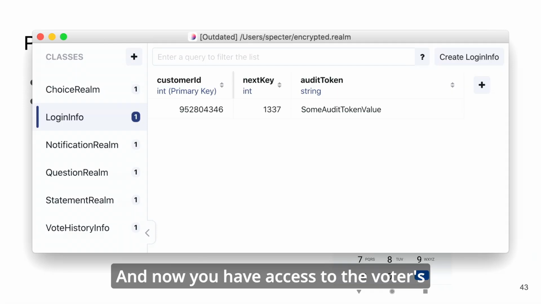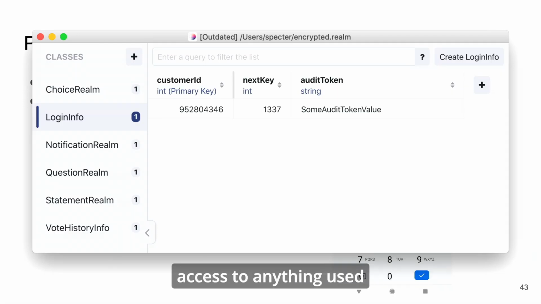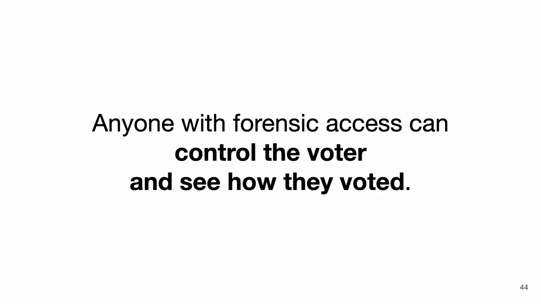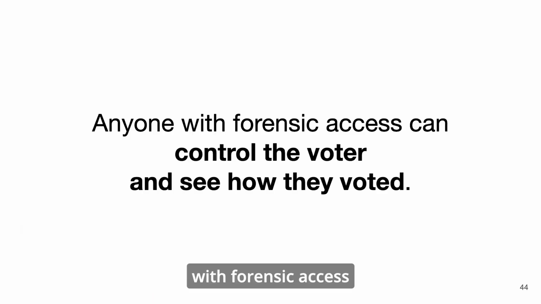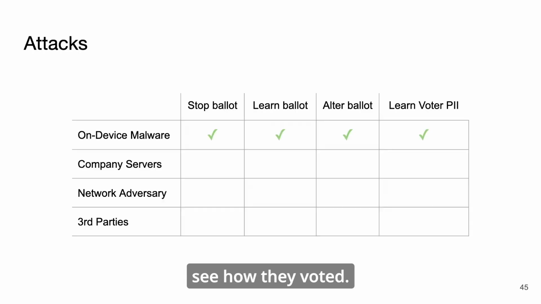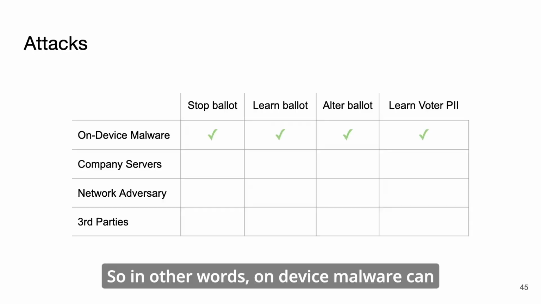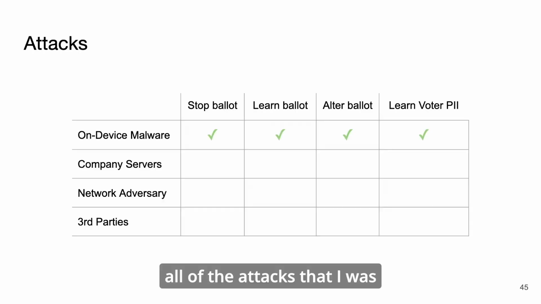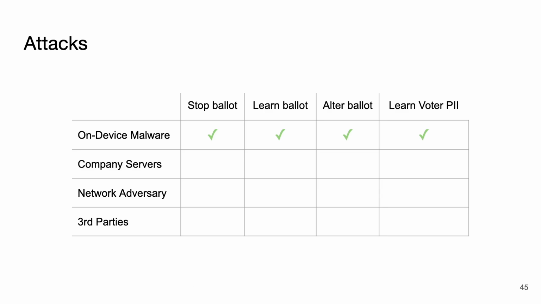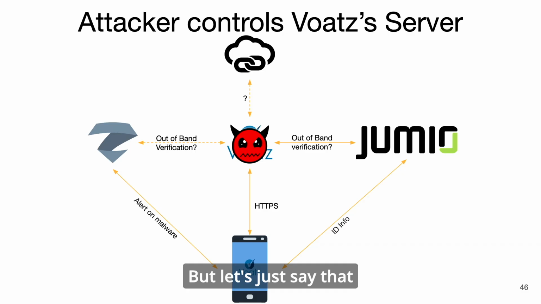And now you have access to the voter's vote history. You have access to anything used to authenticate them to the server, and sadness ensues. The bottom line here is that anyone with forensic access can control the voter and see how they voted. So in other words, on-device malware can basically do all of the attacks that I was discussing earlier. So that's not great.